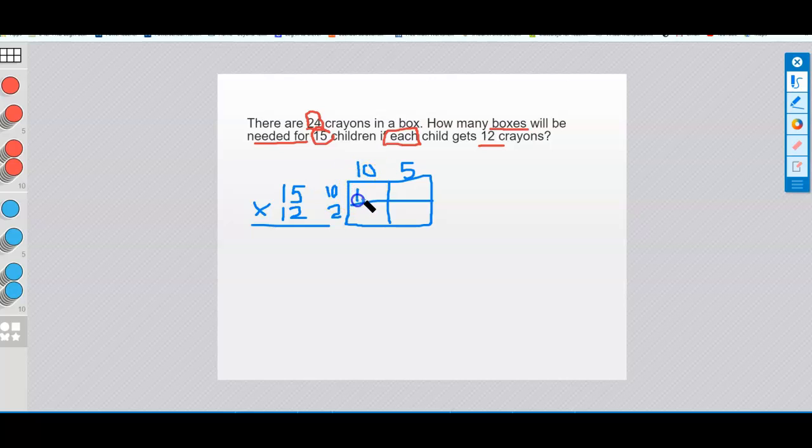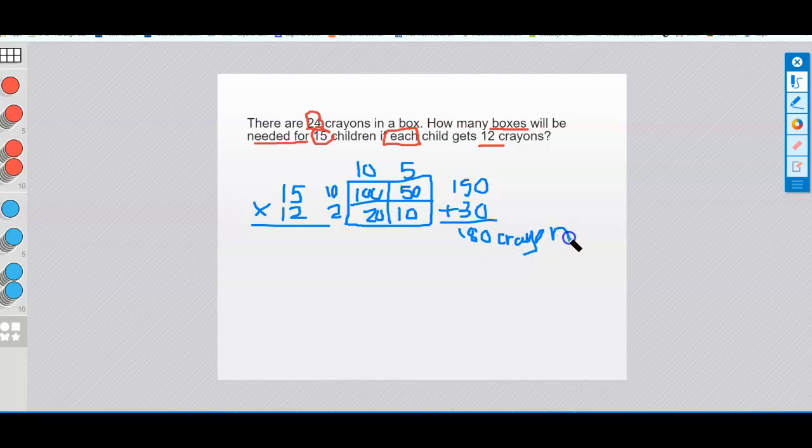10 times 10 is 100. 10 times 5 is 50. 10 times 2 is 20. 2 times 5 is 10. Just multiplying each one of those boxes. Now I need to add all the boxes together. If I add the top row, 150. Bottom row, 30. Add that up. It means that we need a total of 180 crayons.